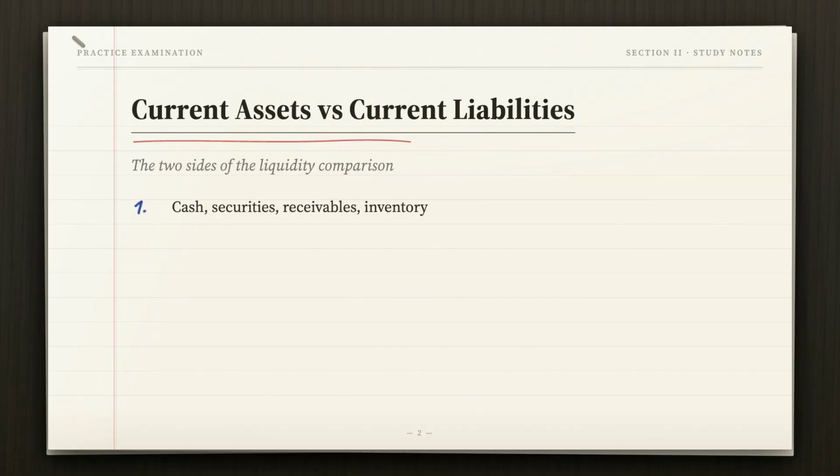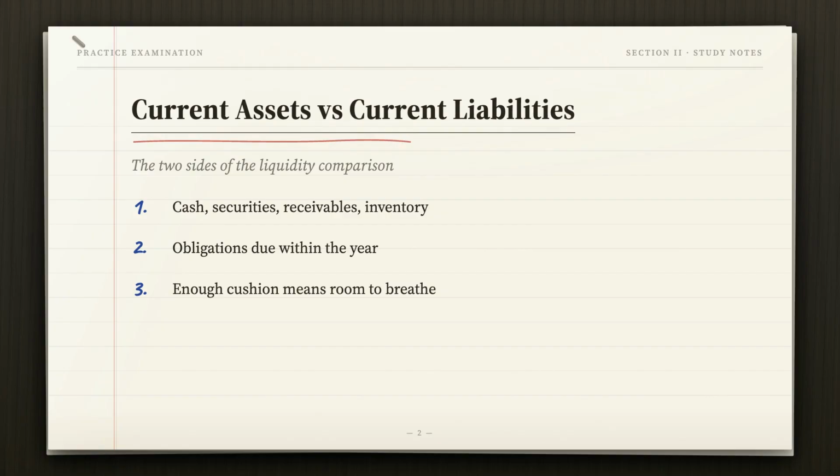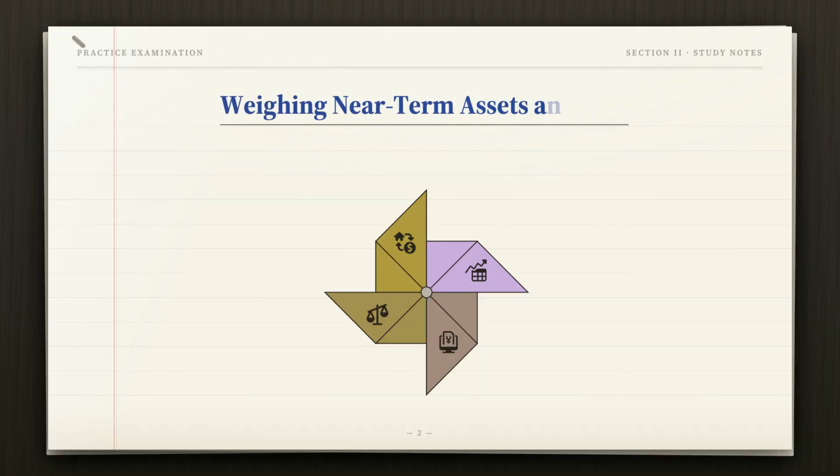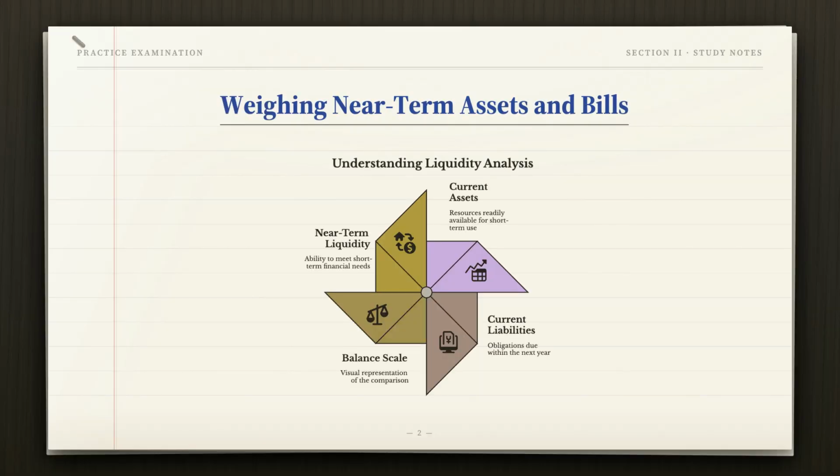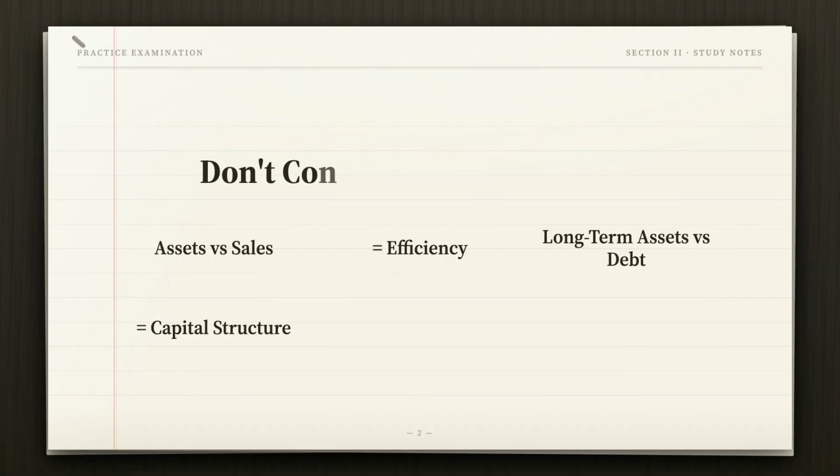Current assets are resources expected to become cash within the year. Cash, securities, receivables, inventory. Current liabilities are the bills due in that same window. When assets comfortably exceed liabilities, there's breathing room. When they don't, trouble is near. Picture it as a scale, current assets on one side, current liabilities on the other. Ratios like the current ratio and quick ratio are just structured versions of the same weighing, asking whether what can be turned to cash soon outweighs what must be paid soon.